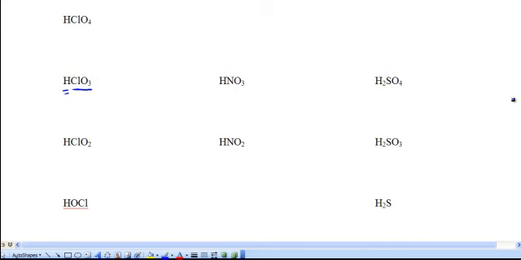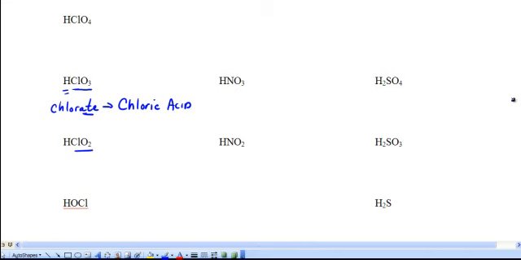All right? So, in this case, ClO3 is the chlorate ion. So, therefore, when you name this acid, you simply change your ate to ick. Chlorate becomes chloric acid. That's it. Change your ate to ick, and then you call it an acid. The chlorate ion forms chloric acid.